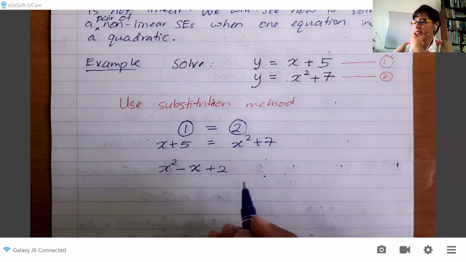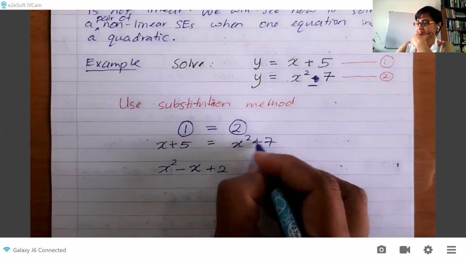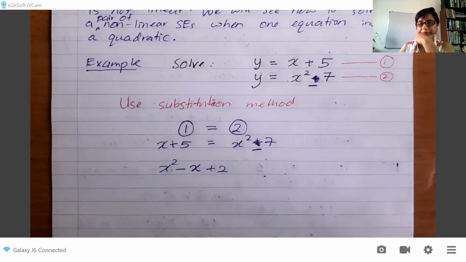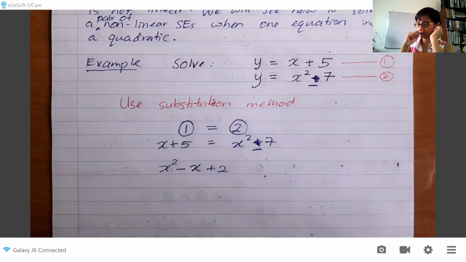Oh, I'm sorry. Wait. This is minus. I'm sorry. This is minus. Okay. No, still it's wrong. I think it's not minus. I have made a mistake here, because I want to give you something that gives you good round answers.